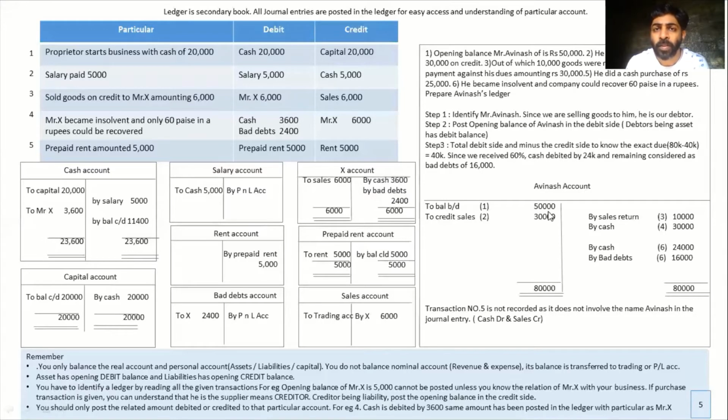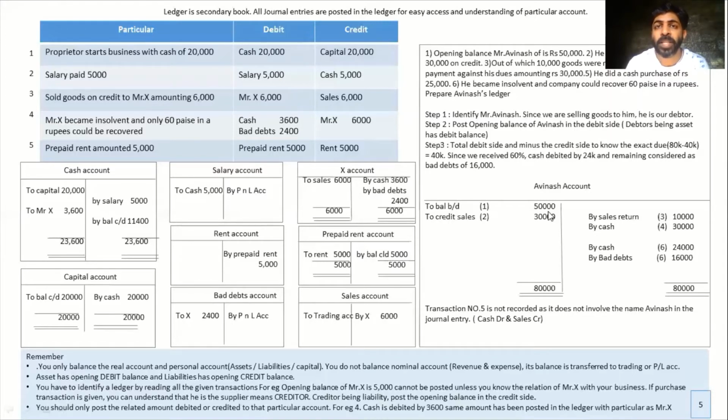I will request students not to jump into writing the opening balances. Unless you're sure, you cannot do that. So be sure what kind of item it is. Is it an asset?